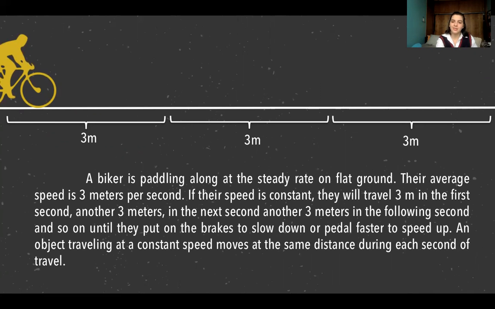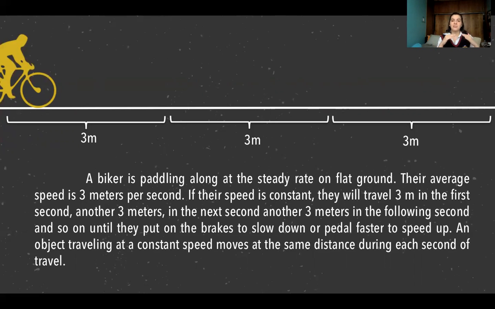If their speed is constant, they will travel 3 meters in the first second, another 3 meters in the next second, another 3 meters in the following second, and so on until they put on the brakes or slow down or pedal faster to speed up. An object traveling at a constant speed moves the same distance during each second of travel.